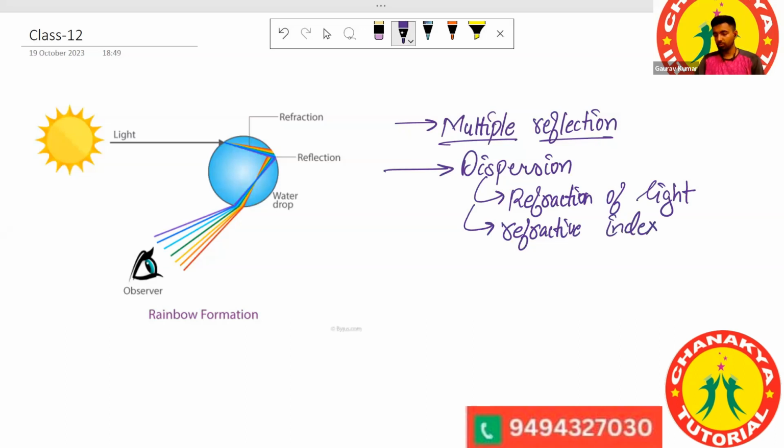Okay. Does anyone of you have any doubt regarding the multiple reflection topic? Like we have seen how multiple reflection takes place. Anyone has any doubt? Please reply, everyone. Say either yes or no. No, sir. Okay. What about the others?